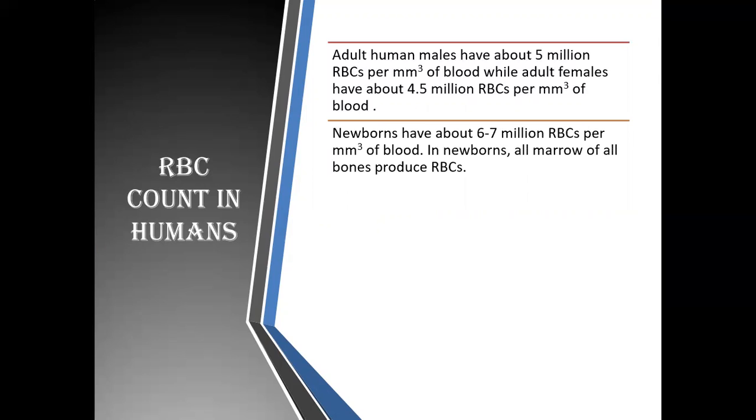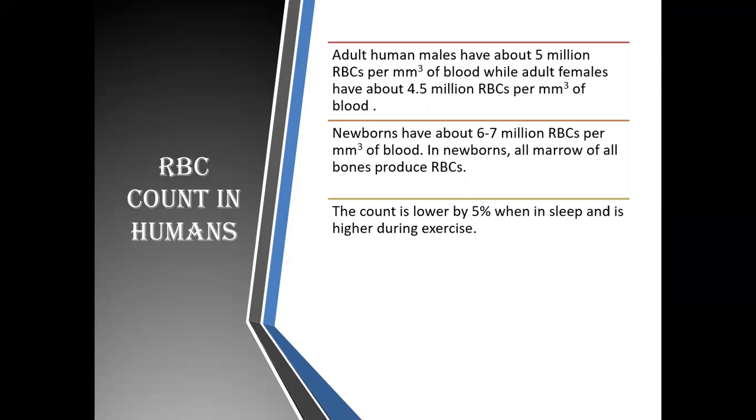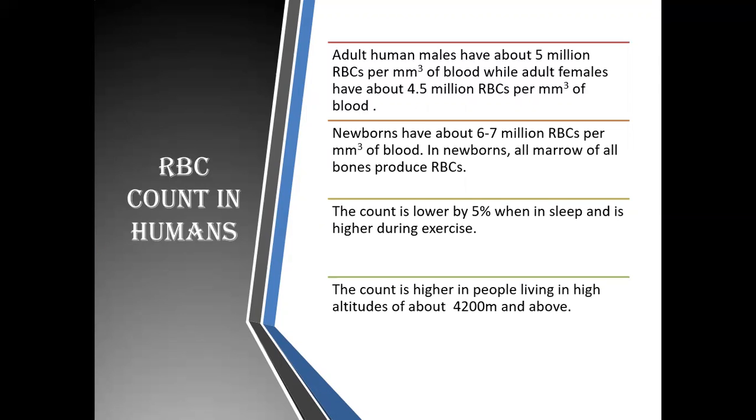Newborns have about 6 to 7 million RBCs per millimeter cube of blood. In newborns, all marrow of all bones produce RBCs. This high requirement of RBCs in newborns is because they have more physiological changes going on inside them. The count is lower by 5% when in sleep and higher during exercise. The count is higher in people living in high altitudes of about 4,200 meter and above.